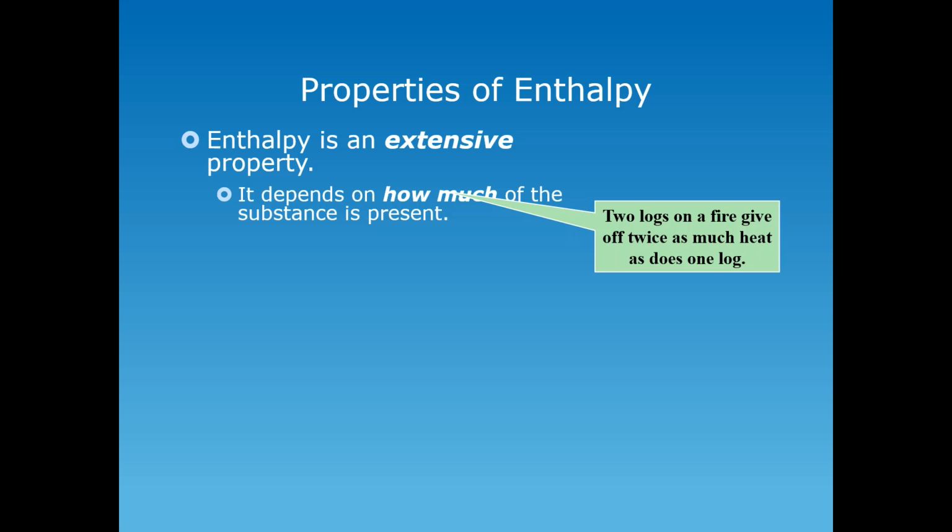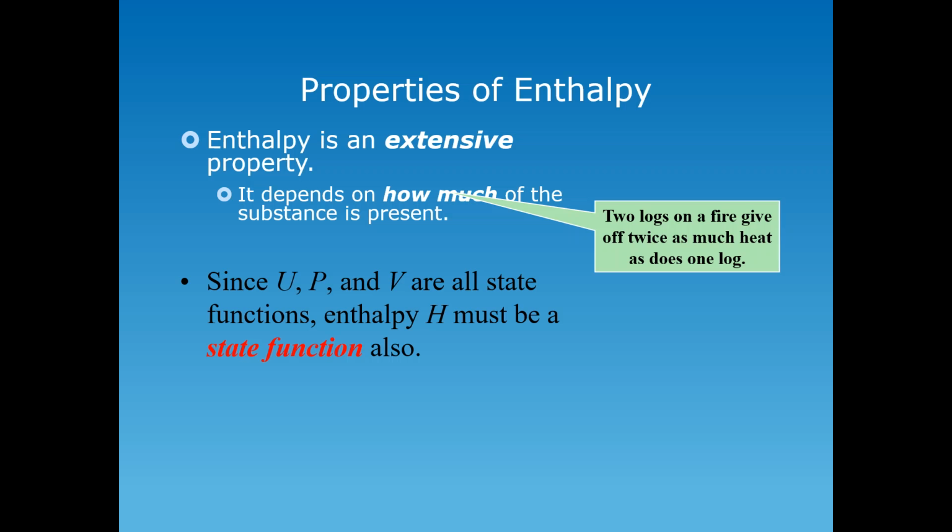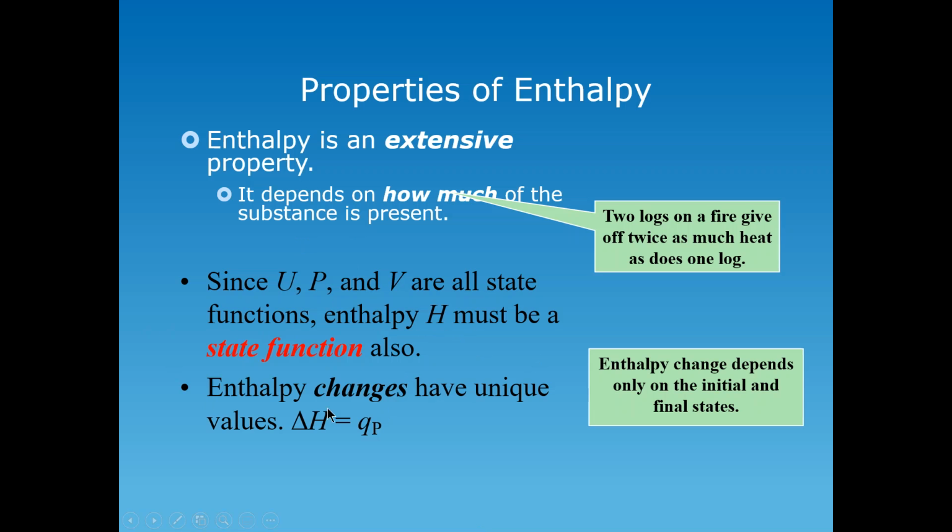So therefore, if you double the amount of reactants, then the amount of enthalpy change occurring will be doubled as well. Now, because U, P, and V are all state functions, then enthalpy also must be a state function as well. And enthalpy changes have unique values depending on the reaction. So therefore, experiments would have to be done to measure these values. And there are actually tables that have been put together to give you the enthalpy values of different substances. We're going to talk about that later when it comes to enthalpy of formation of compounds, all right?